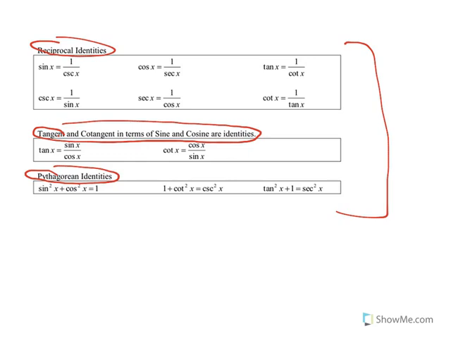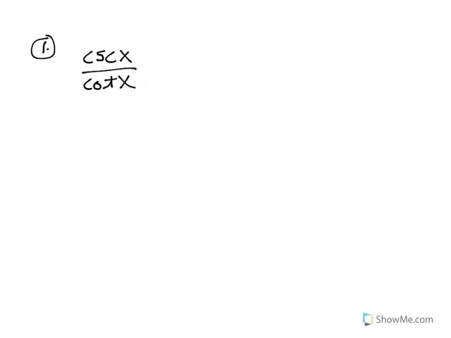And they're going to be techniques or strategies that we're going to be using kind of for the rest of chapter 3 to help simplify trigonometric expressions. So let's go ahead and just walk through a few of these different techniques. And here's the first one.